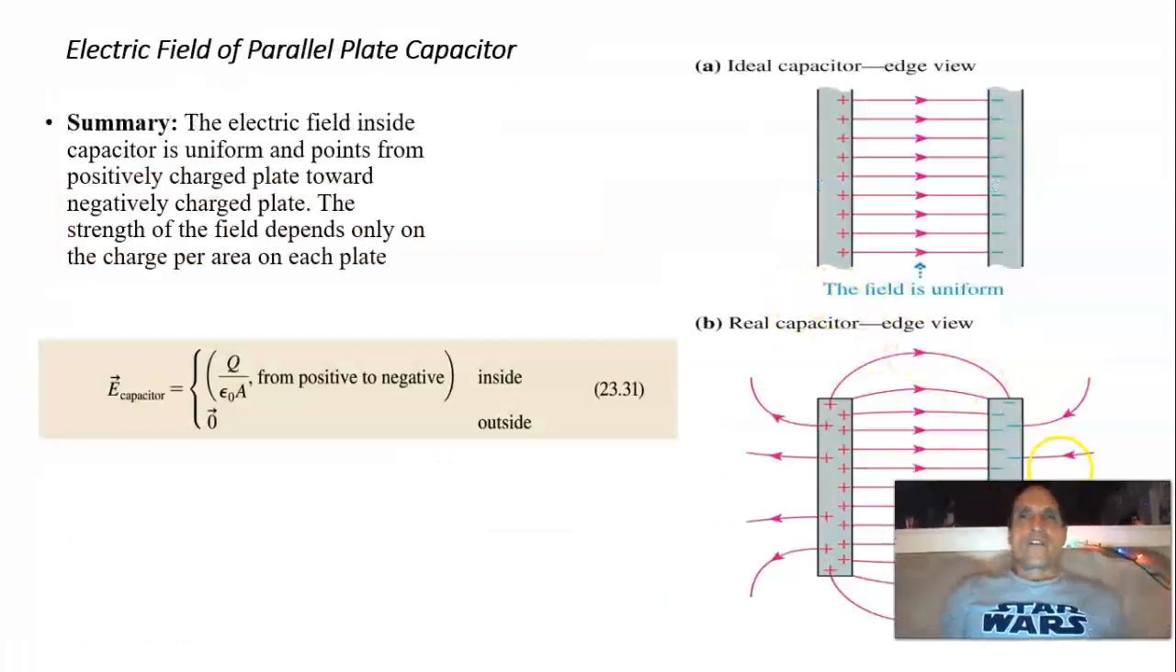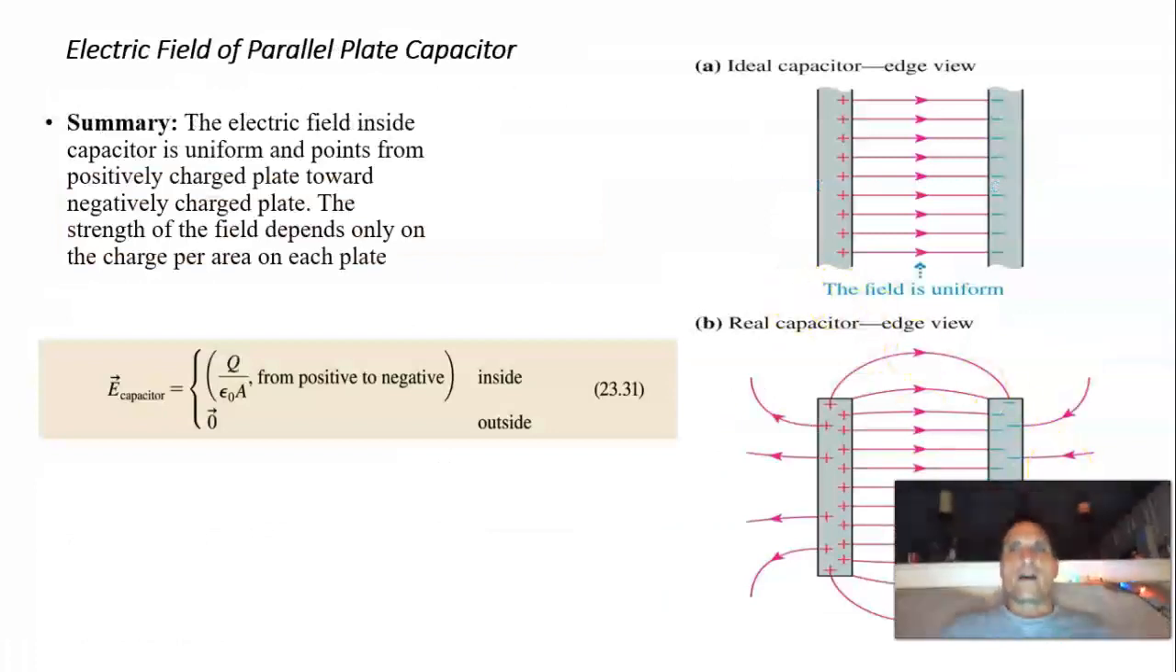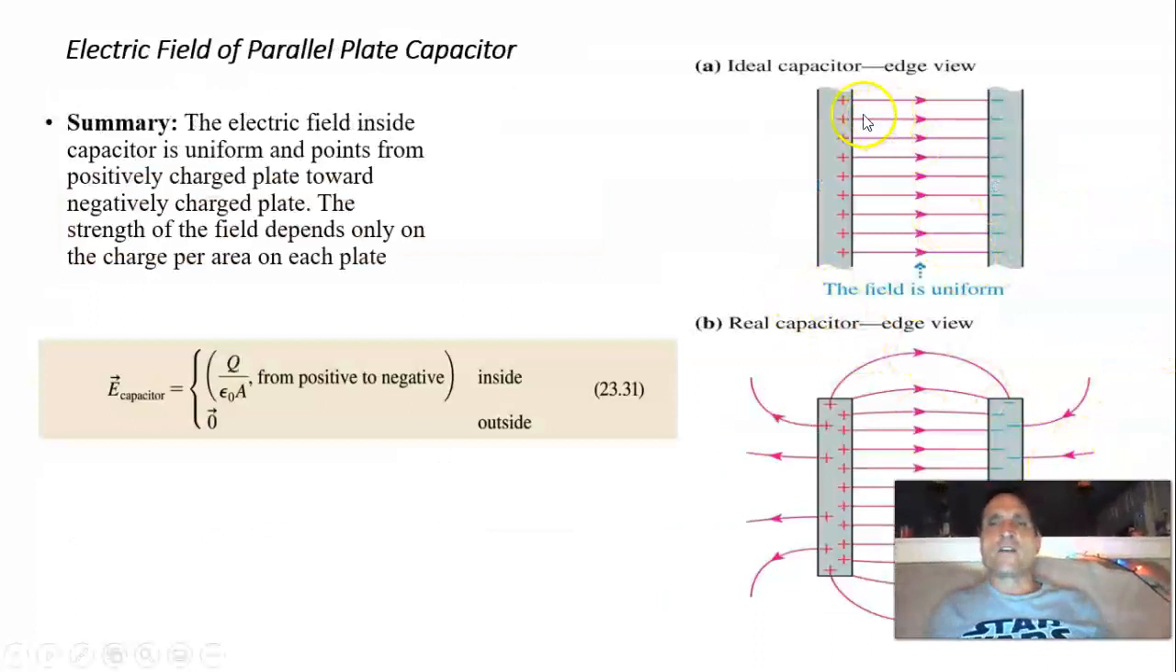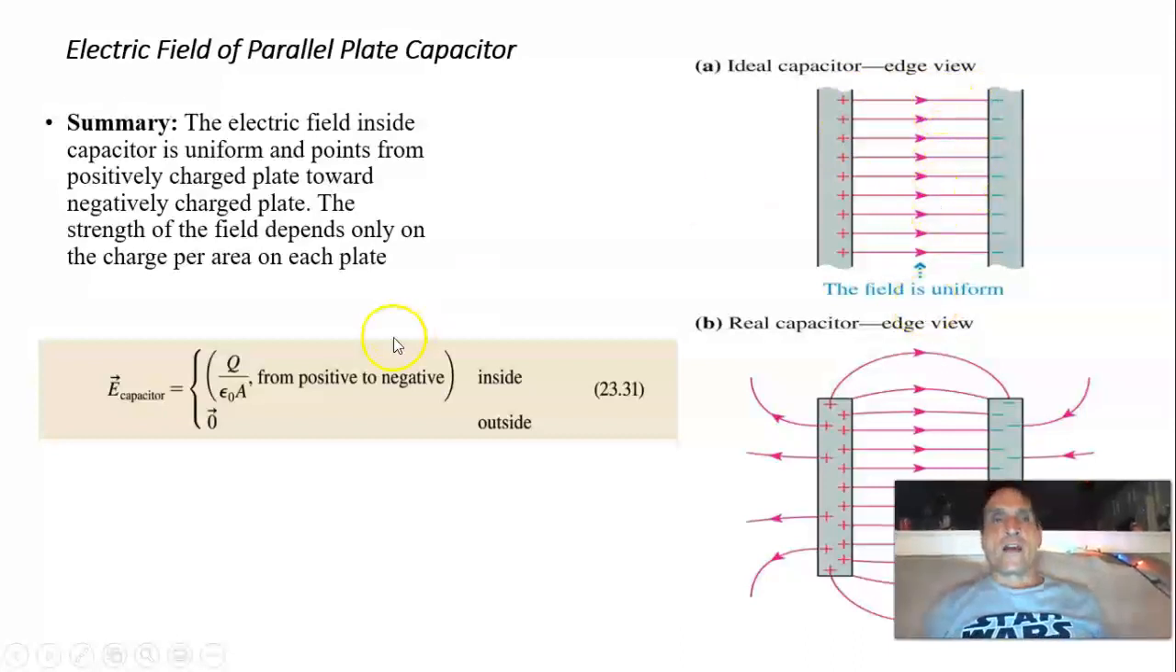So here's a summary of what we have. Here's the field of an ideal capacitor, points from positive plate to negative plate. It's uniform, right? The direction and the magnitude's the same everywhere. So we say that there's a uniform electric field, and its magnitude is equal to charge per area divided by epsilon naught. Or we could call that eta if we want to put it in terms of the density. And the electric field is 0 outside.